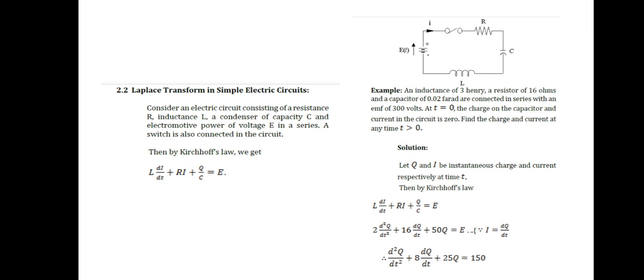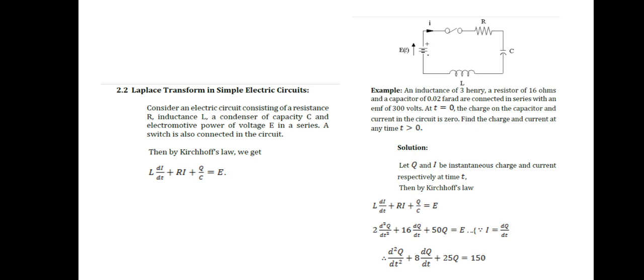Example: an inductance of 3 Henry, a resistance of 16 ohms and a capacity of 0.02 Farad are connected in series with an EMF of 300 volts. At t equals 0, the charge on the capacitor and the current in the circuit are 0. Find the charge and current at time t greater than 0.